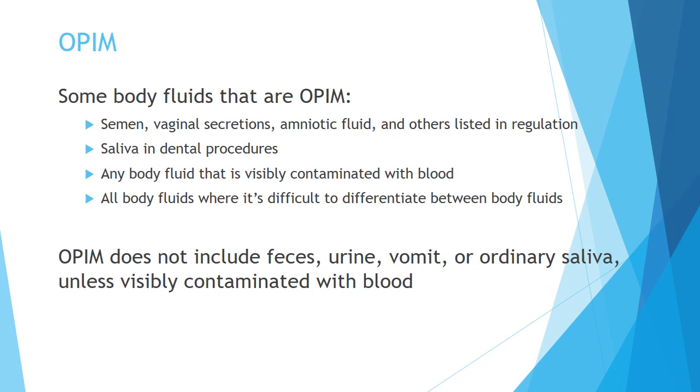OPIM, other potentially infectious materials. Some bodily fluids that are OPIM include semen, vaginal secretions, amniotic fluid, and others that are listed in the regulation. Saliva and dental procedures. Any body fluid that is visibly contaminated with blood. All body fluids where it's difficult to differentiate between body fluids. OPIM does not include feces, urine, vomit, or ordinary saliva unless visibly contaminated with blood.